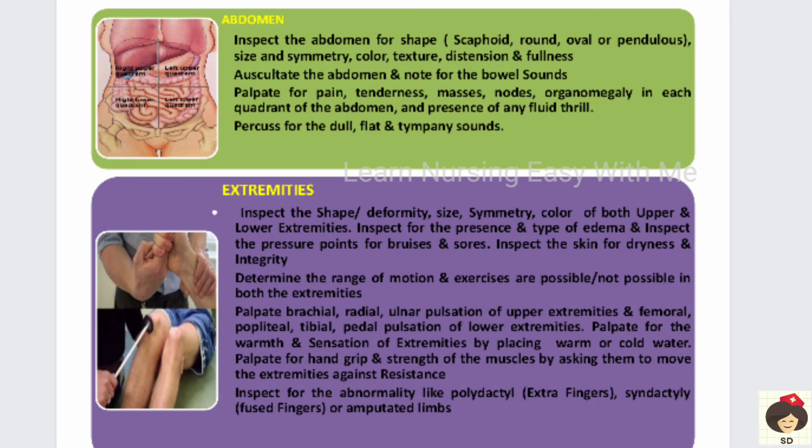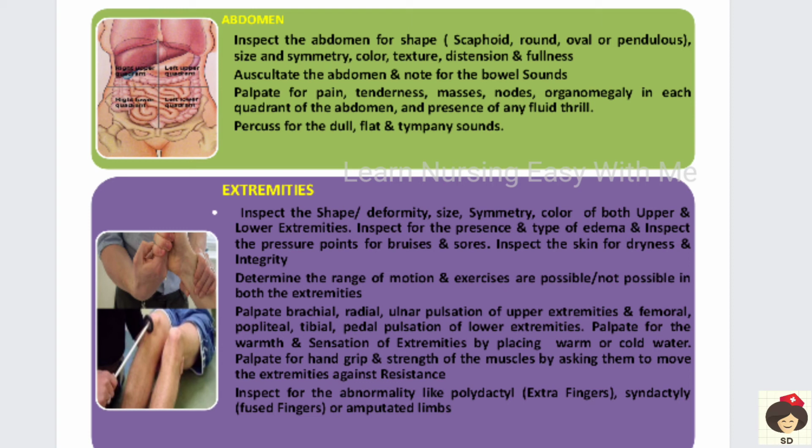Next, coming to abdomen, you have to inspect the shape. Some patients will have scaphoid. Scaphoid is when the patient's abdomen is going inside. Okay, so that is due to nutritional deficiency or lean body mass. Patient's abdomen will go inside, that is called scaphoid.